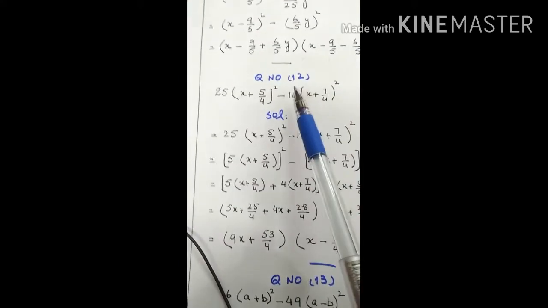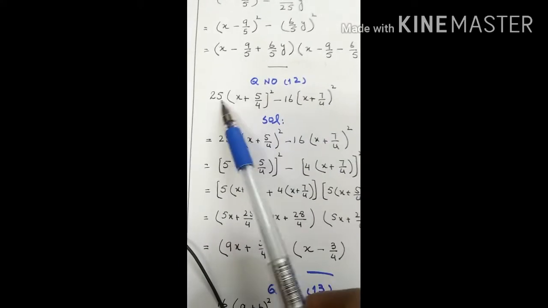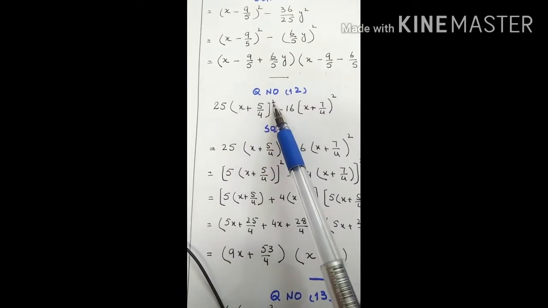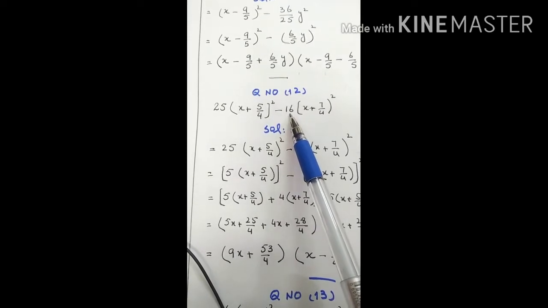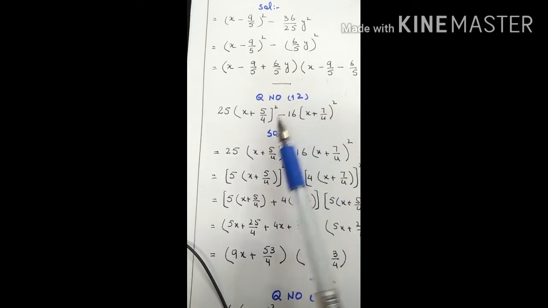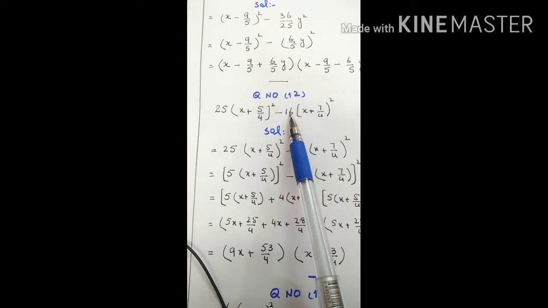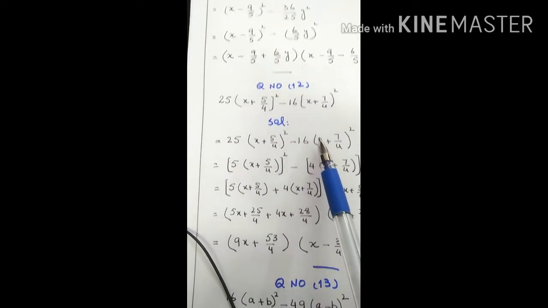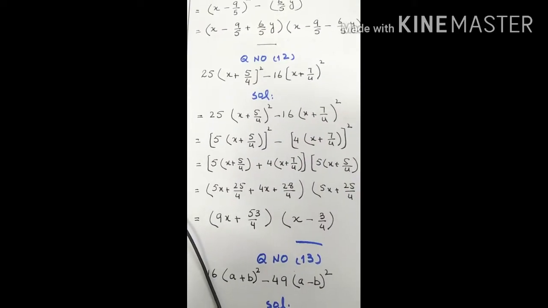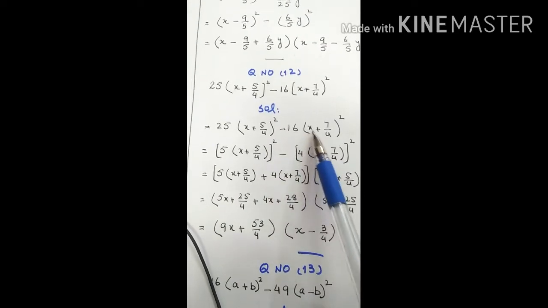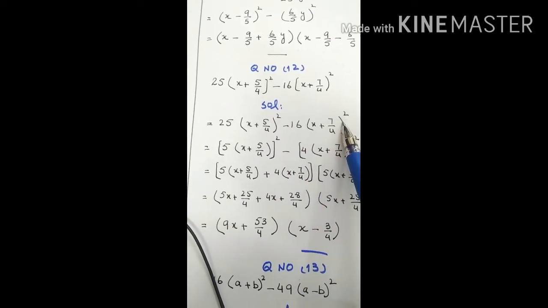Now question number 12: (25x plus 5 by 4) square minus (16x plus 7 by 4) whole square. Now see, in these two values we cannot take any constant value as common. This is 25 and this is 16. First of all, we'll rewrite the question: (25x plus 5 by 4) square minus (16x plus 7 by 4) whole square.